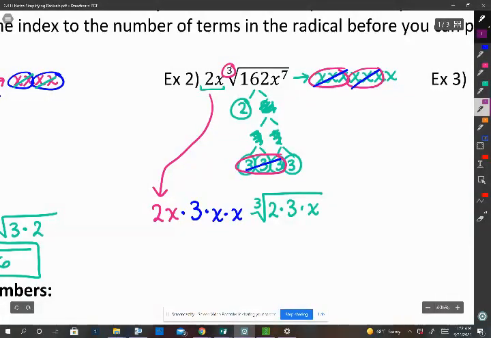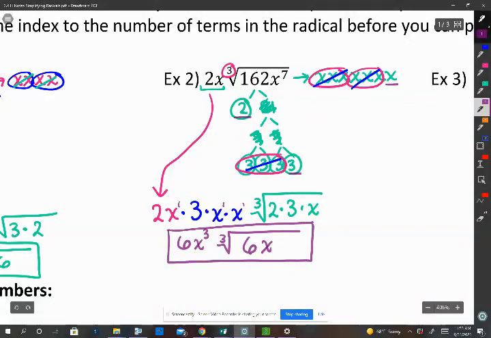Okay, so notice where those are. X left over, 2 left over, and a 3 left over. And then I simplify what's on the outside. So 2 times 3 is 6. X times x times x, or 1 plus 1 plus 1 makes 3. And then it's a cubed root. Underneath, 2 times 3 is 6, and the x gets tagged on. So this would be my answer. Okay, and again, I grouped it in 3s because there was 3 of a kind.